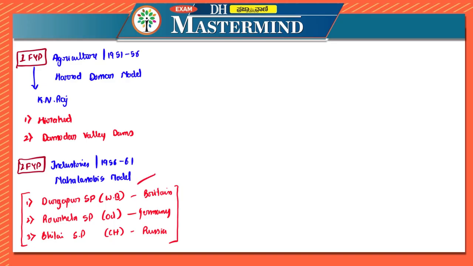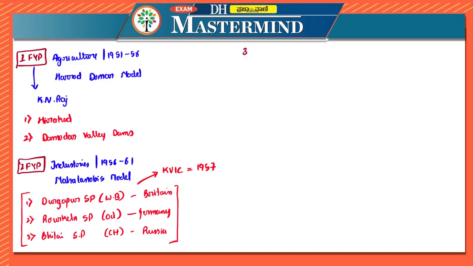And next one, the Khadi and Village Industries Commission, which we call KVIC. It was established in 1957. That was also during the second 5-year plan.